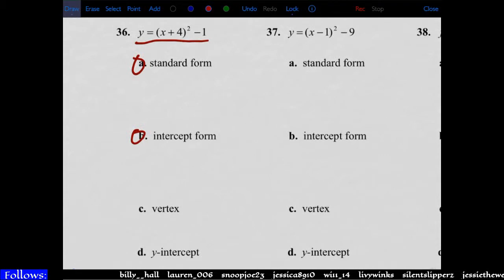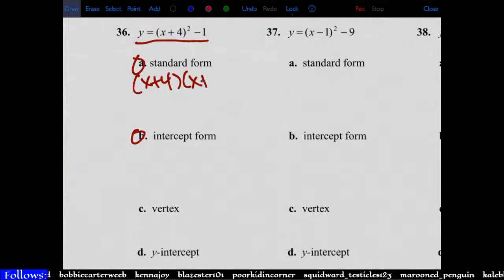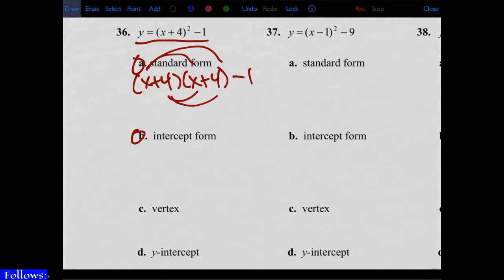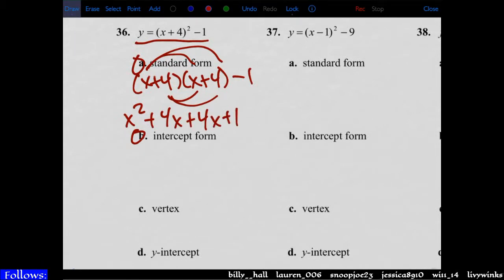To get to standard form, always just multiply everything you can. So x plus 4 squared, we can multiply that out. X plus 4 squared is x plus 4 times x plus 4, and then we have that negative 1 at the end still. Okay, x plus 4 times x plus 4, we need to distribute the x and the 4. So we get x squared plus 4x plus 4x plus 16, and then the minus 1.